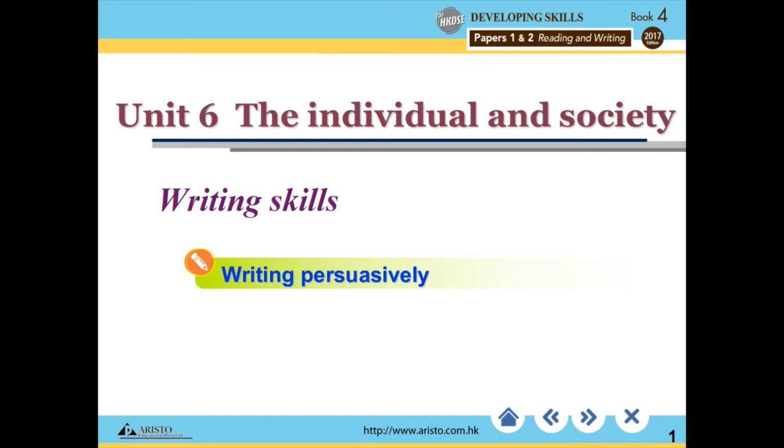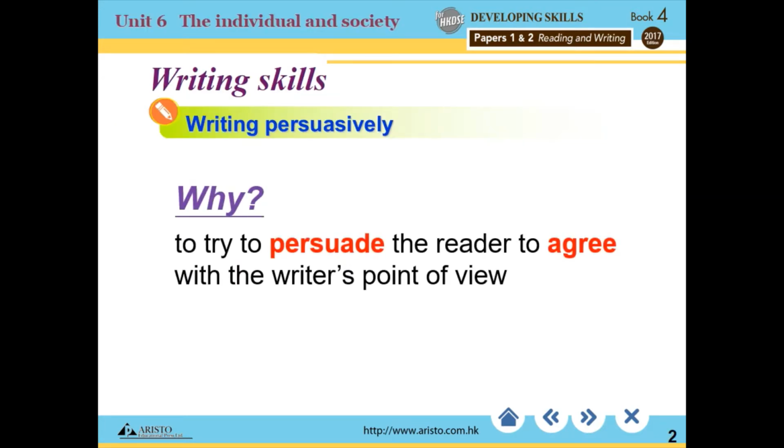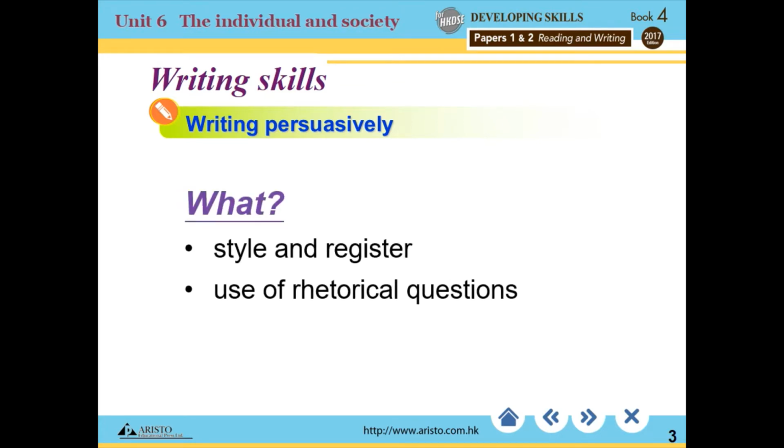In Unit 6, you'll learn about how to write persuasively. So why should we learn to write persuasively? We do this to try to persuade the reader to agree with the writer's point of view. When we write persuasively, we need to first consider the style and register to use. Once we have chosen the appropriate style and register, we can also add rhetorical questions to make it more persuasive.